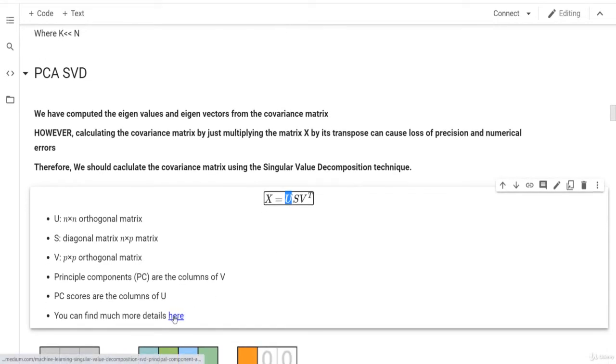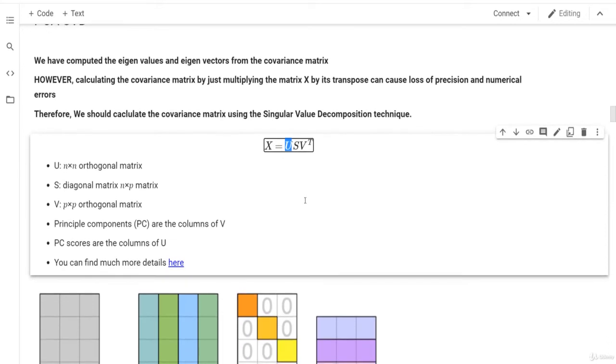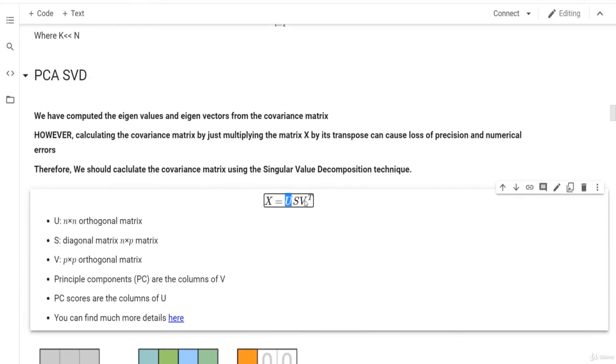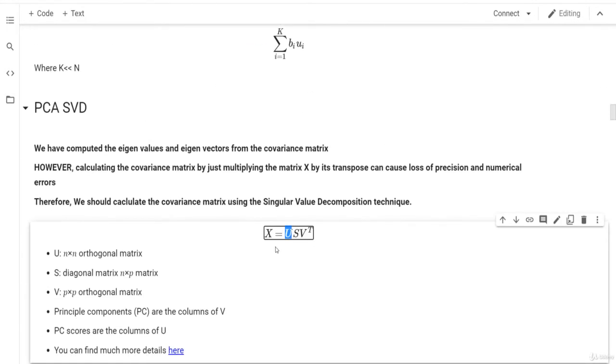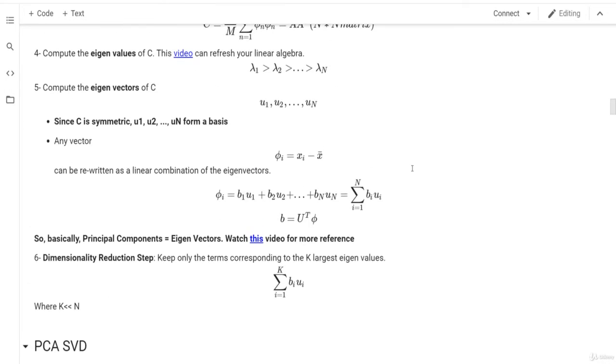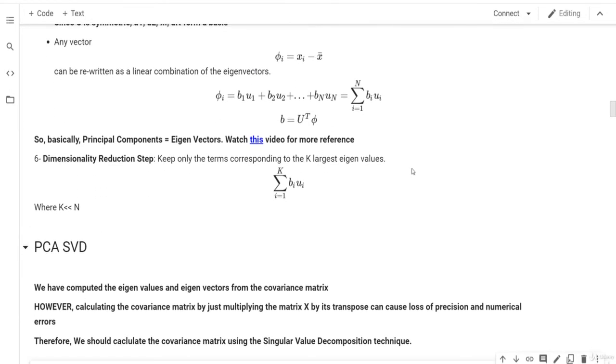If you want to know more details about these computations, you can check this blog right here. I will leave it in the resources, and you will know all the details about why we have U, S, and V. It's out of the scope for this course. There is a lot of mathematics behind this. But it's important to know that we can compute the covariance matrix in two ways: either by multiplying the matrix by its transpose, or by using this technique. And we most probably use this technique because calculating the covariance matrix using the first technique can lead to loss of precision and numerical errors.